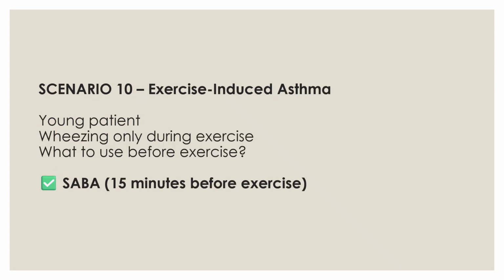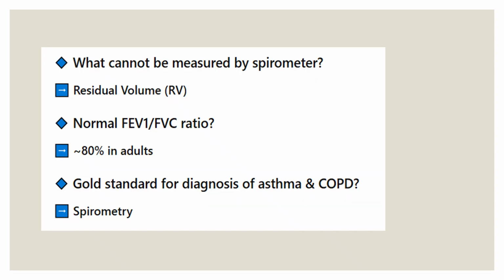Scenario 10 is exercise-induced asthma. Patient does the exercise and asthma gets induced. Young patient wheezing only during exercise. What to use before the exercise? So 15 minutes before the exercise, we are going to use SABA, that's short-acting beta-2 agonist. After these 10 scenarios, we are going to see these questions.